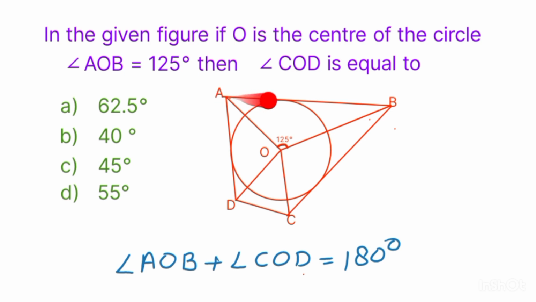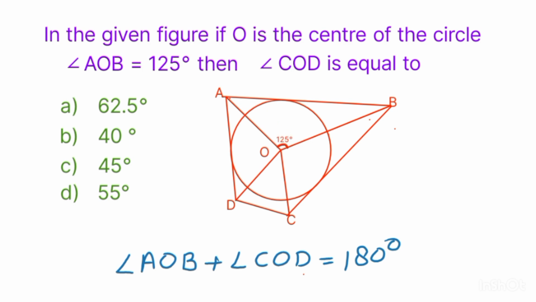Because AB and CD are opposite sides of the quadrilateral and this is the circle inside the quadrilateral. So opposite sides of this quadrilateral will subtend supplementary angles at the center. This angle plus this angle will be 180 degrees.